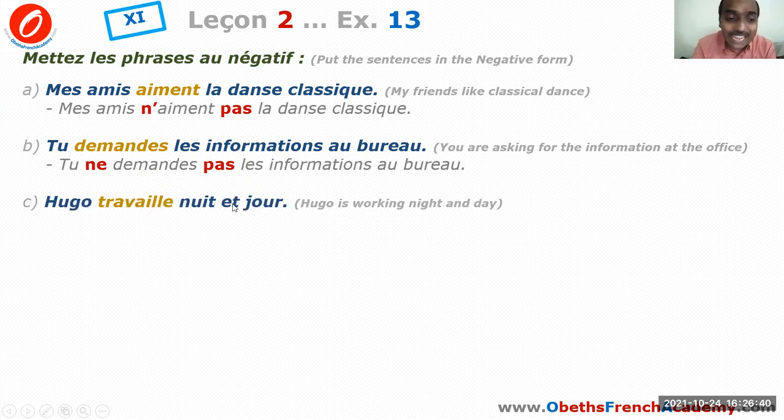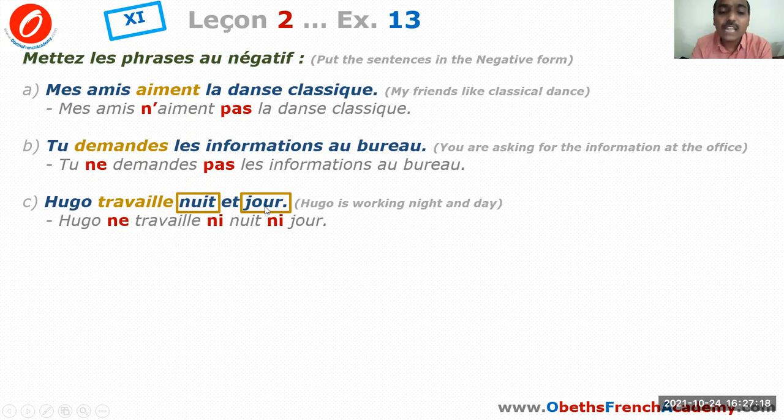Hugo travaille nuit et jour. Did you notice after the verb there's only one object, the dance, the information. But here we have two words, nuit and jour. So Hugo travaille nuit et jour will become Hugo ne travaille. So usually we put pas after the verb, but since we have two nouns, we need to put Hugo ne travaille ni nuit ni jour. He doesn't work neither in the night time nor in the daytime.